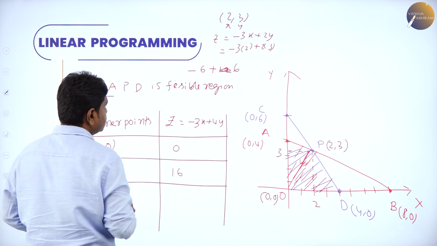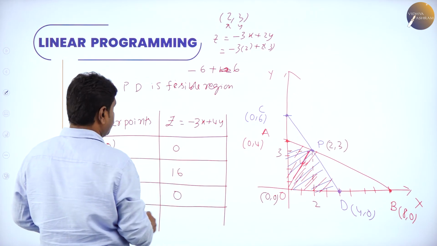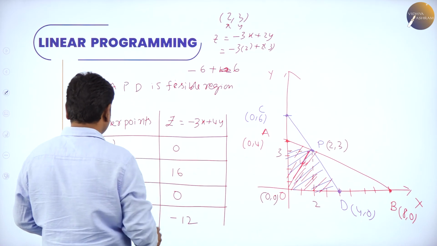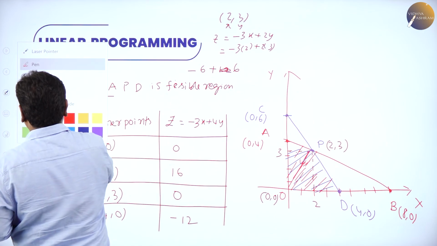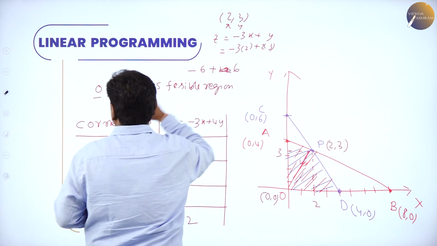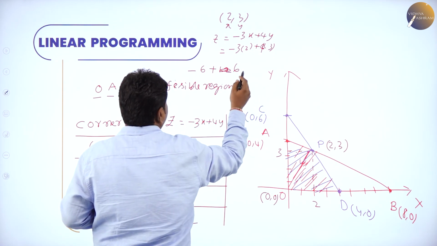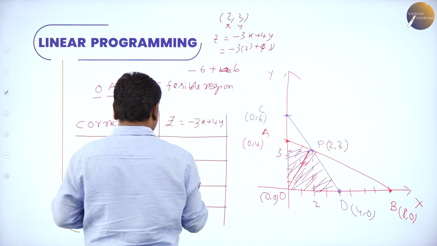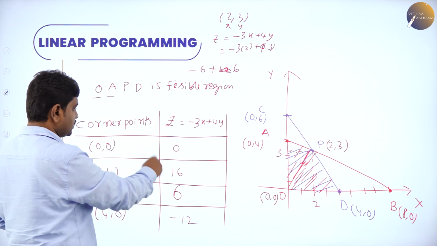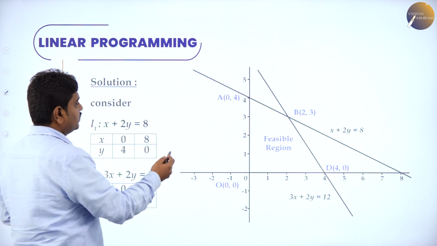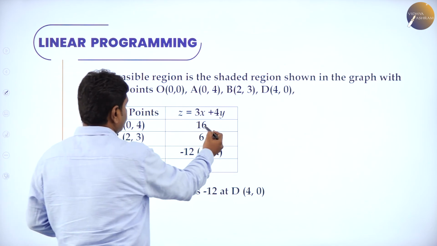Minus 6 plus 6 becomes 0. And for 4, 0, if I put it, minus 12. 0, 0 gives you 0. Z is minus 3x plus 4y, I'm sorry. So here it is 4y, right? So substitute 4y. 4 into 3 is 12. 12 minus 6 is 6. Now these are the vertices of the feasible region. So I'll present it like this. Now you can see the corner points are 0, 4, 2, 3, and so on, with values 12, 6, minus 12.